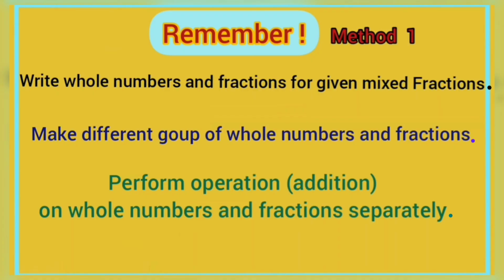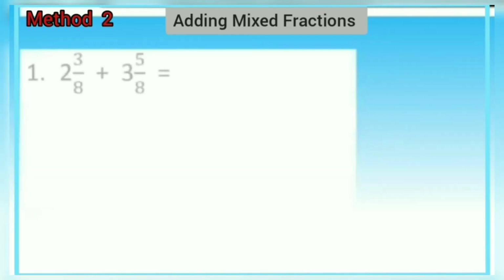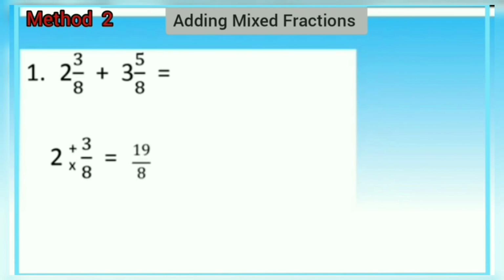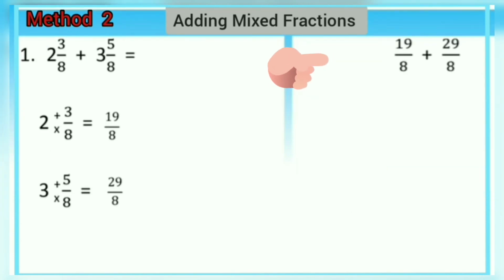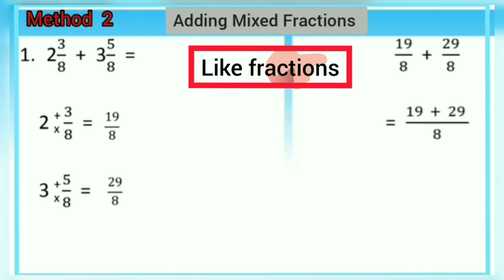There is one more method to do the addition of mixed fractions. Take this example. First, we'll convert these mixed fractions into improper fractions. First fraction 2 3 upon 8 will be 19 upon 8. And the second fraction 3 5 upon 8 will be 29 upon 8. Now we have got two new fractions. Now we are familiar with addition of fractions, right? So here you can see these are like fractions. So add the numerators and keep the denominator same.